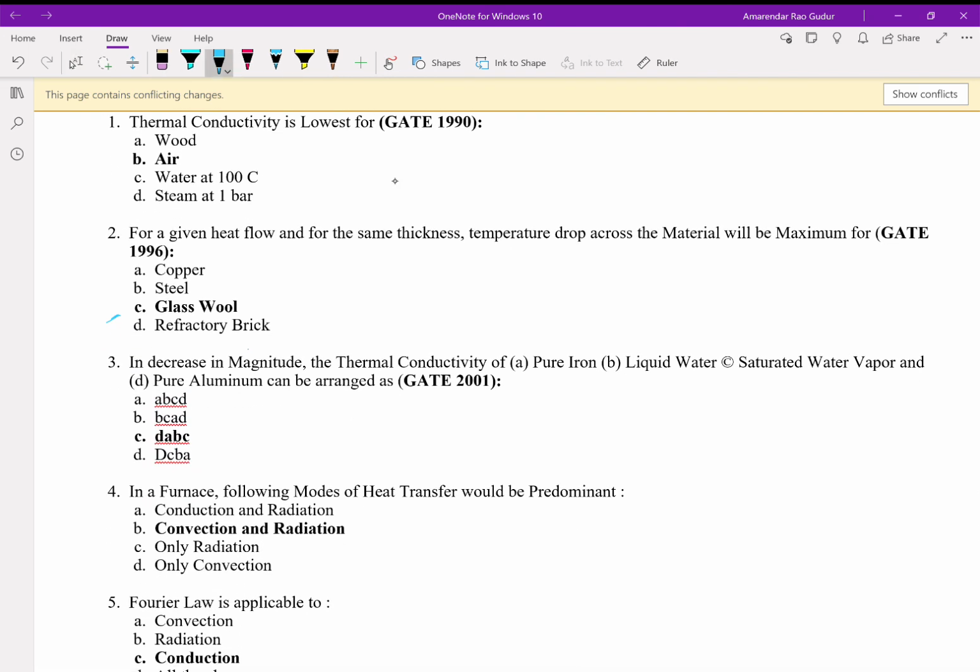Then in decreasing magnitude, the thermal conductivity of pure iron, liquid water, saturated water vapor, and pure aluminum can be arranged as. You can see out of these four materials, aluminum is the best, followed by iron, then water, then water vapor. Therefore, the order should be D, A, B, C. That is, option C is perfect.